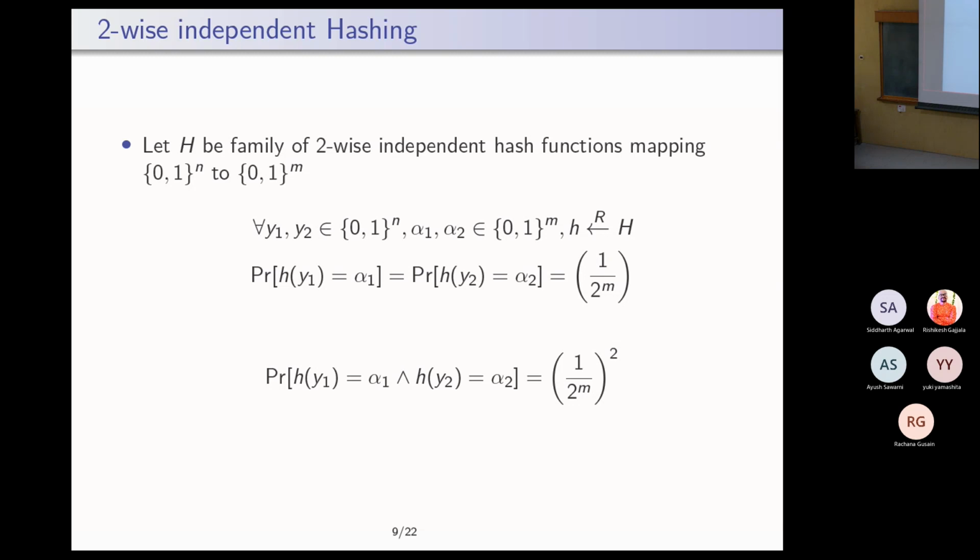And the property we insist on is that for any two keys, so for any n bit strings y1 and y2, and for any two particular hash values, alpha1 and alpha2, if you choose a hash function randomly from this family, then the probability that y1 hashes to alpha1 and y2 hashes to alpha2 is 1 over 2 to the m squared. So these events, y1 hashing to alpha1 and y2 hashing to alpha2, are independent. This holds for any pair y1, y2 and any pair alpha1, alpha2.